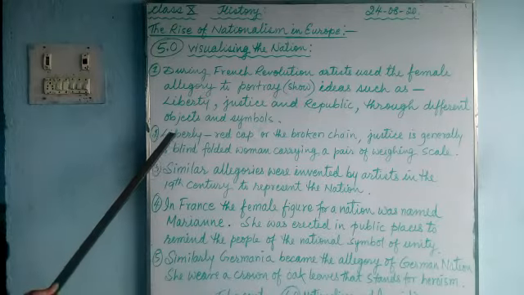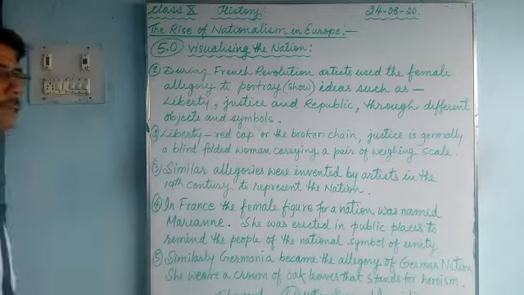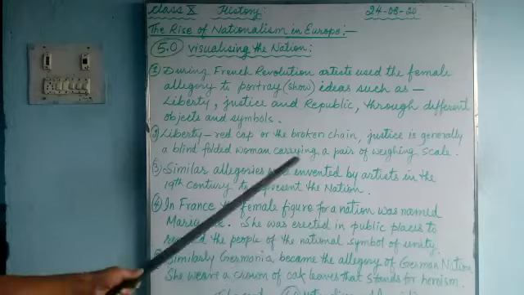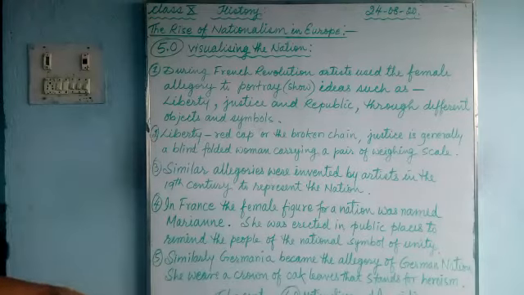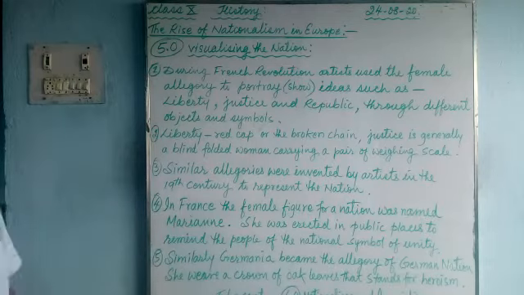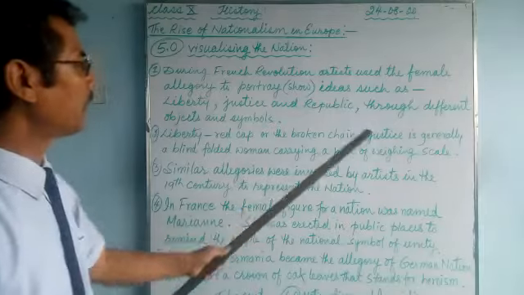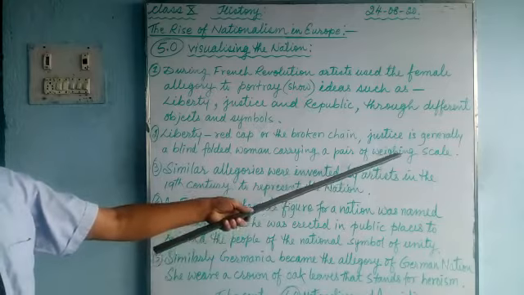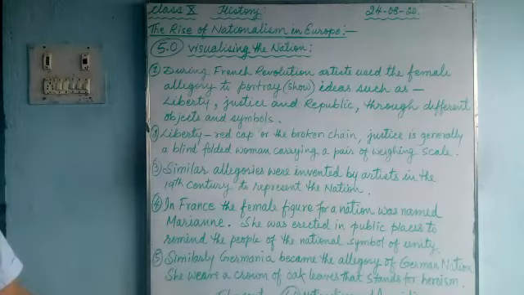Liberty, L-I-B-E-R-T-Y, means the red cap or the broken chain, so that people could understand. The chain has to be broken, which means the country should be free. Justice is generally a blindfolded woman carrying a weighing scale in her hand. That was the ideas and symbols used by artists to explain and persuade people, to make them understand.